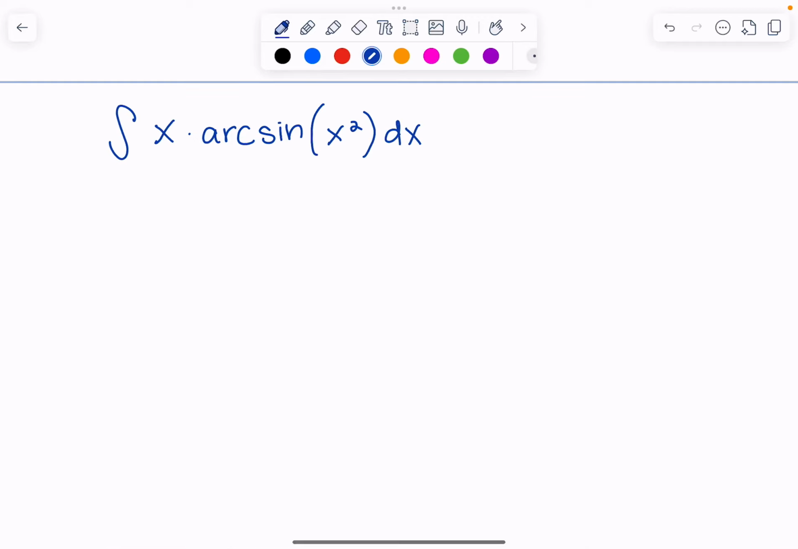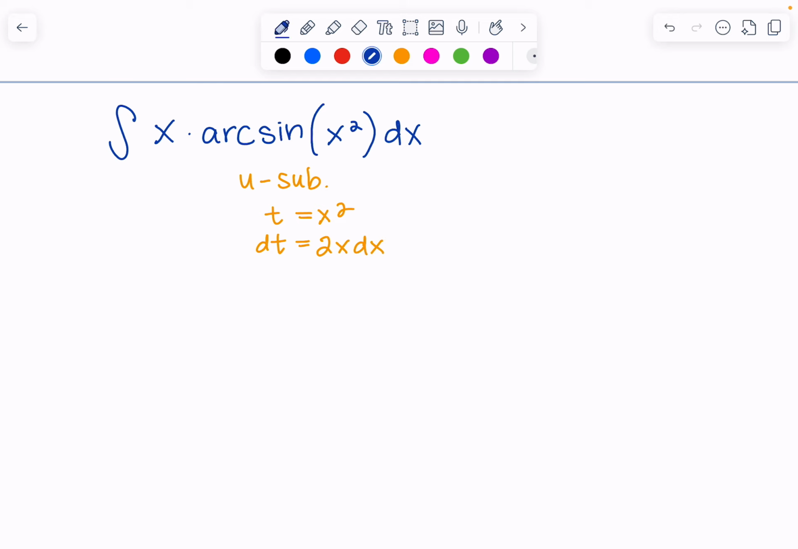All right, this video, we're going to integrate x times arcsine of x squared dx. The first thing that we're going to do is a u-substitution. And instead of u, I'm going to use t equal to x squared. The next thing that we want to do is take dt. And for that, we're going to take the derivative of x squared. And for that, we'll get 2x times dx.